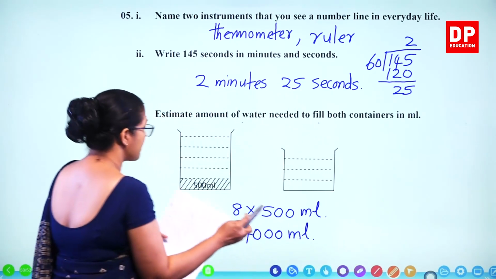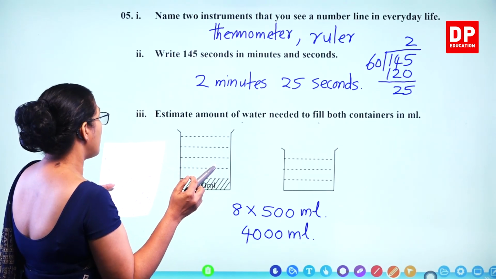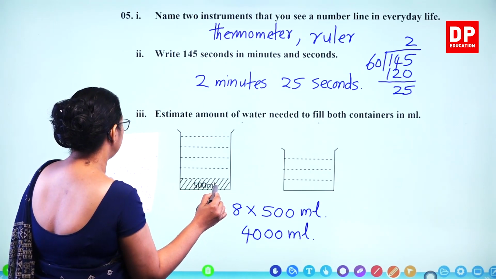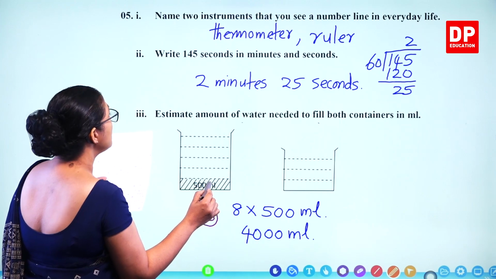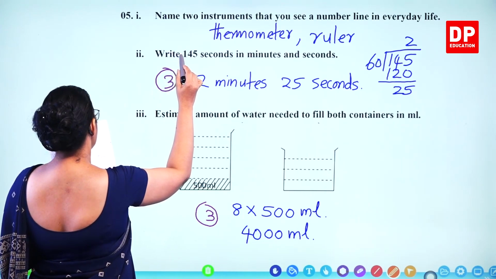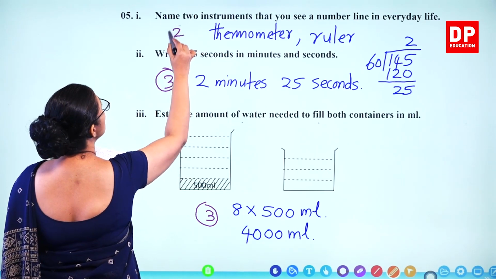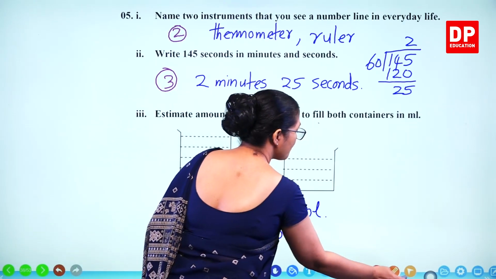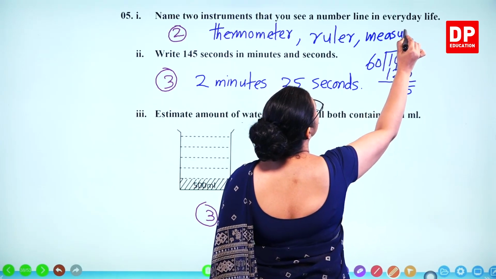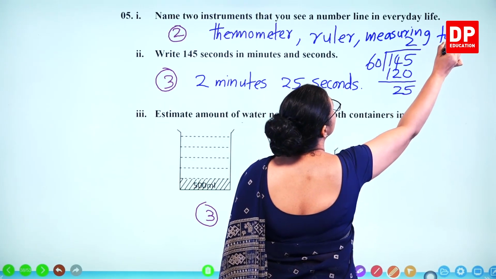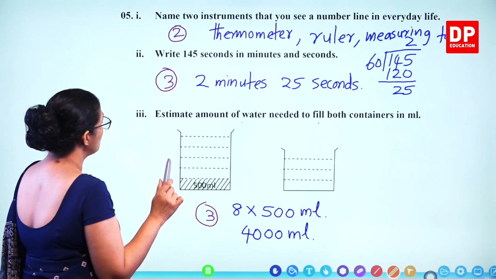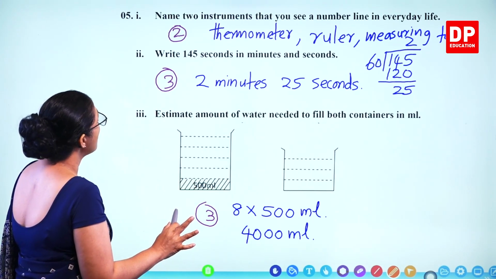So how many marks are you getting? Here 3 marks for this part. And 2 minutes 25 seconds, 3 marks. And the first part, 2. And you can write measuring tape also. Measuring tape. So 3, 2, 3. So 10 marks for that.